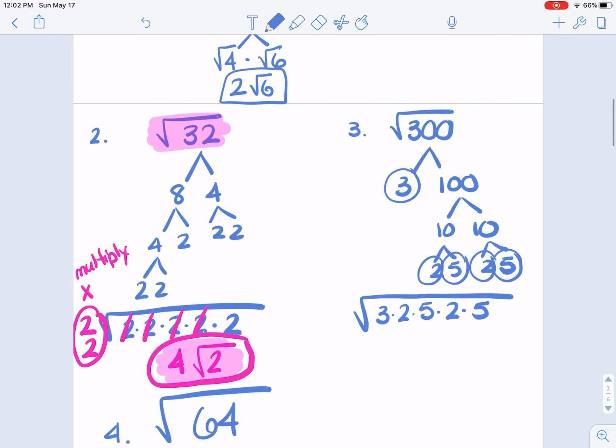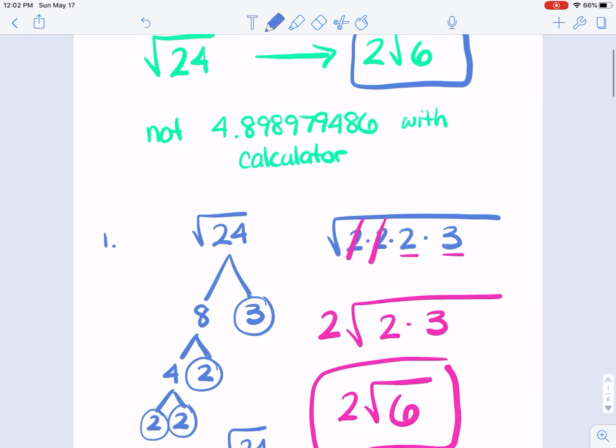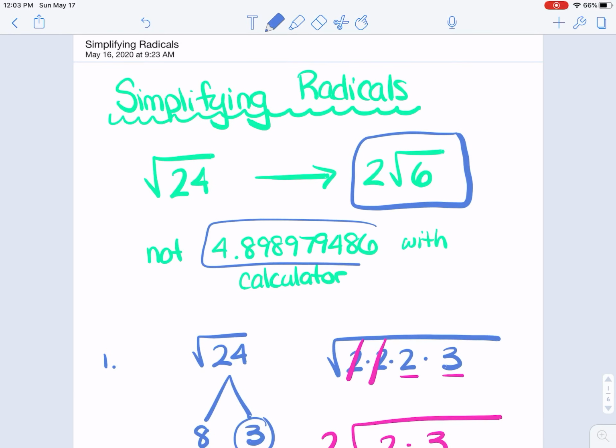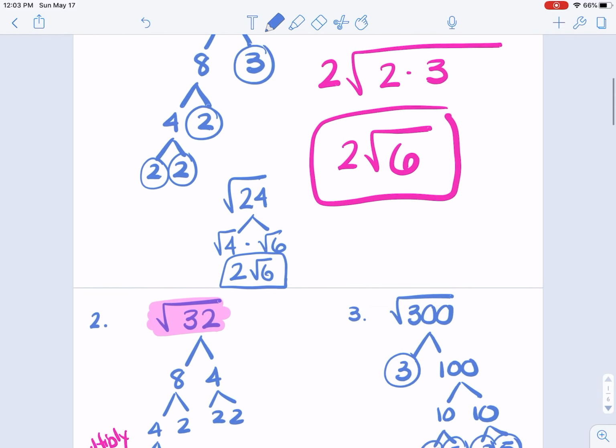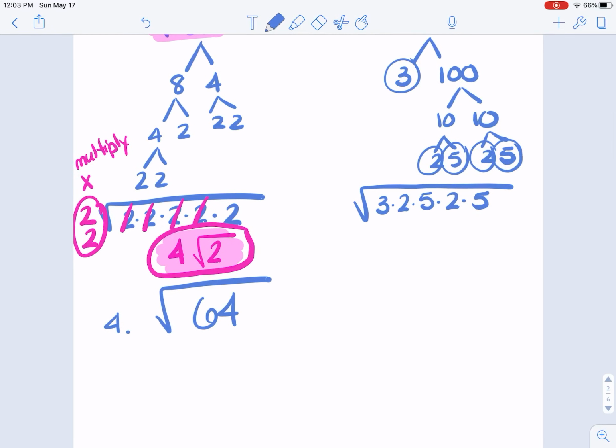Now, a calculator is not going to simplify your answer for you. The calculator is going to give you this nasty decimal answer. We don't want that. So you have to do this part, the prime factorization, by yourself.